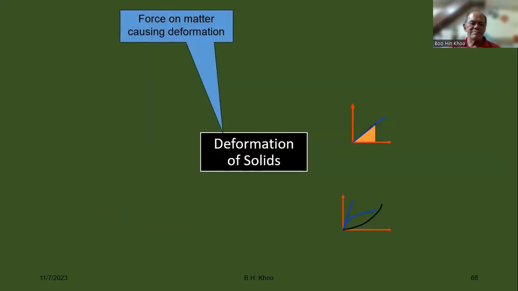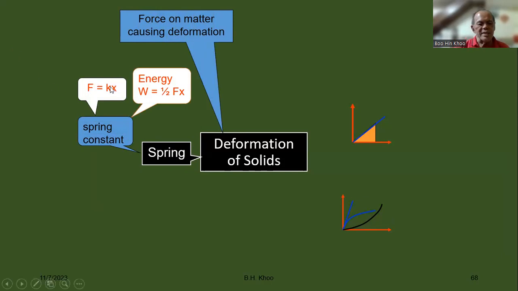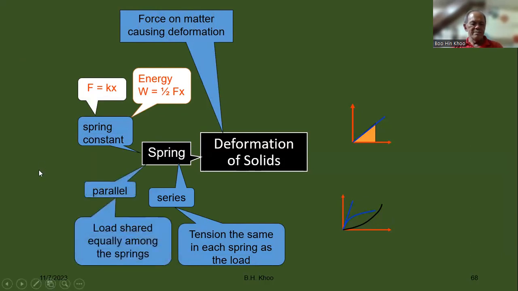So let's summarize. Deformation: force on a metal causing deformation. Spring: there's a formula we need to remember. Force is proportional to extension. Energy: potential energy or energy stored in the wire. Springs in series: remember, tension is the same for each of the springs as the load. Parallel: the load is shared equally among the springs.